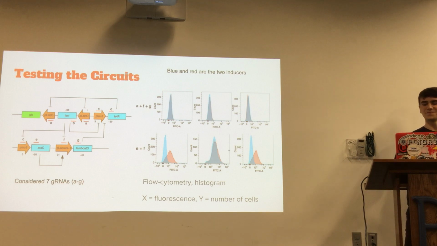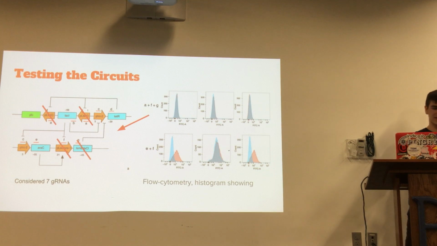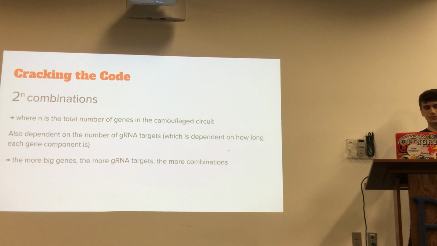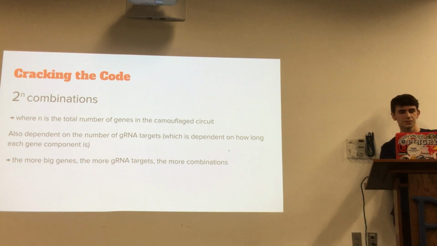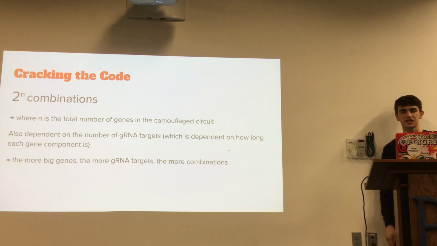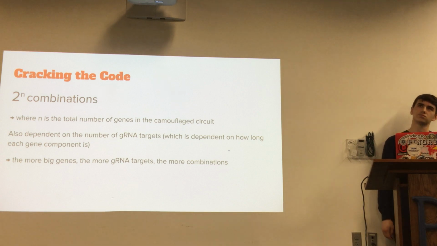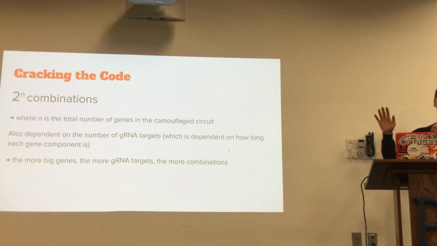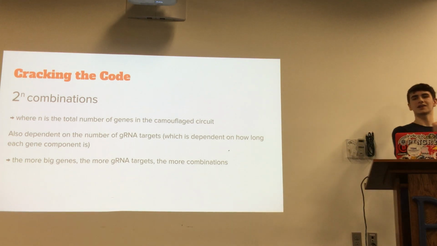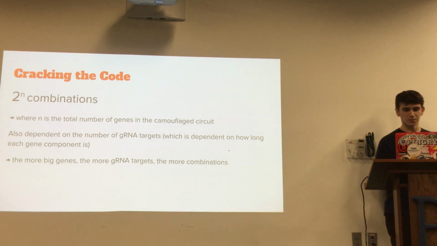Okay. And as you can see, this just shows the AFG cancels out these certain parts of the circuit and makes it functional. So essentially cracking the code is 2 to the n, which is better than the previous one, better than encryption, where n is the total number of genes in the camouflage circuit. And I'm not actually sure where they got the number 2 to the n, because I would think it has something to do more with permutations. But essentially, this number just shows that it is better than encryption usually.